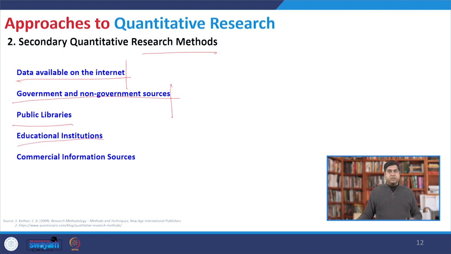Educational institutions: in an educational institution there are certain theses already available, so you can get access to already done research as case studies and then go ahead. Commercial information sources: some commercial party wants to understand the trend of their marketing or product sellability, and for that you can also get that information and do the analysis.